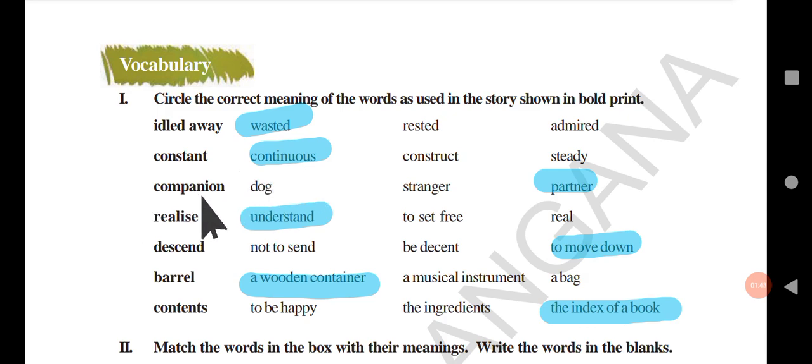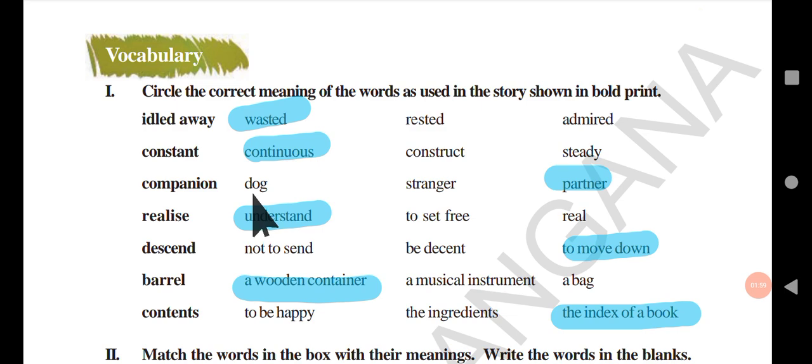Next, companion. You have companions in your school area. You have companions in your business. You have companions in your games. Companion means, look at the options given: dog, stranger, partner. Companion cannot be a stranger. Stranger means unknown person, we do not know that person. So that person cannot be a companion. Only a partner in anything, it can be business, it can be any work, he is called a companion. So for the highlighted word, the correct answer is partner.